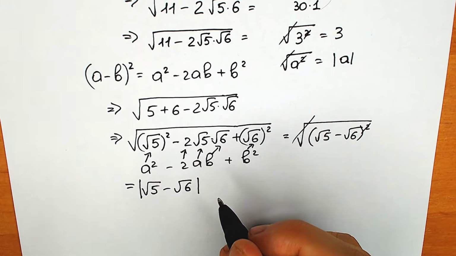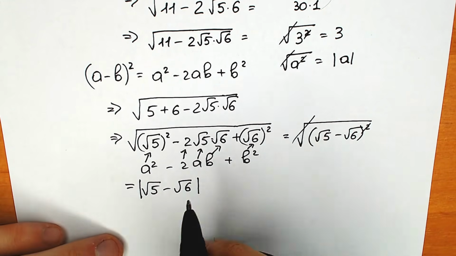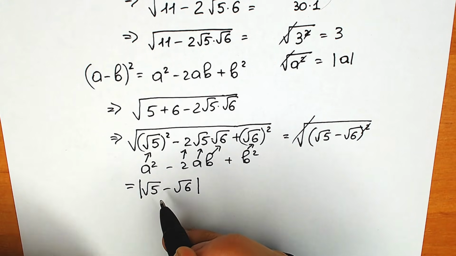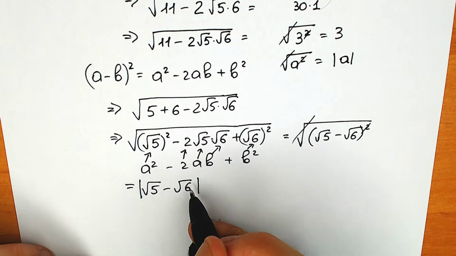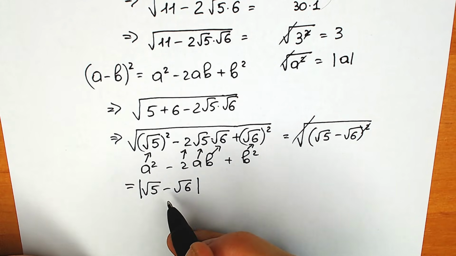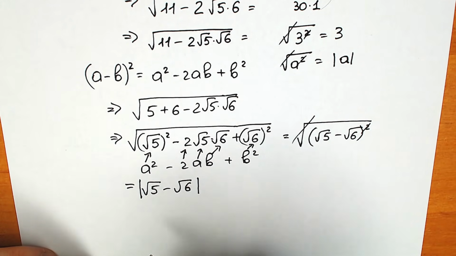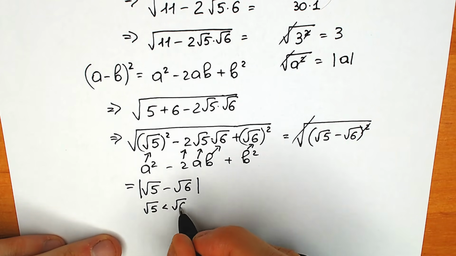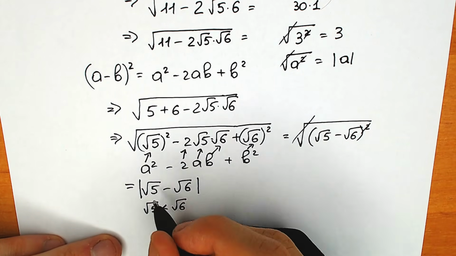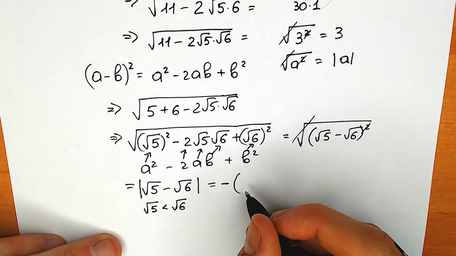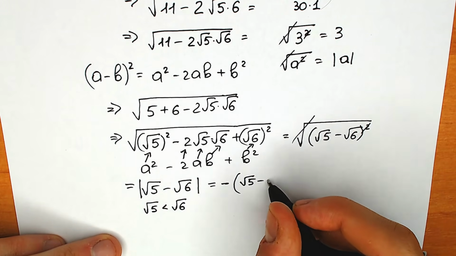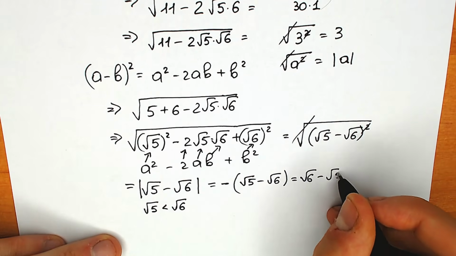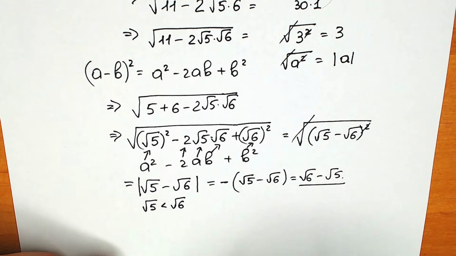This is our answer, but in our case we can simplify it, because if the expression inside these brackets is positive, we can get rid of the absolute value brackets. But if this value is negative, we need to put a minus before the absolute value brackets. In our case, square root of 5 is less than square root of 6, so this expression is negative, so we need to put minus this expression, square root of 5 minus square root of 6. This is equal to square root of 6 minus square root of 5. And this is our answer to this question.